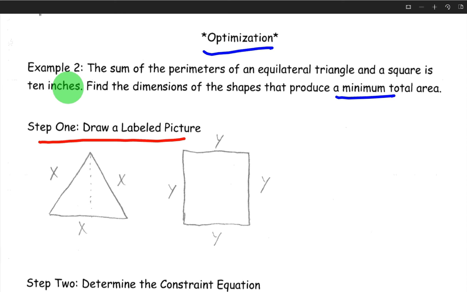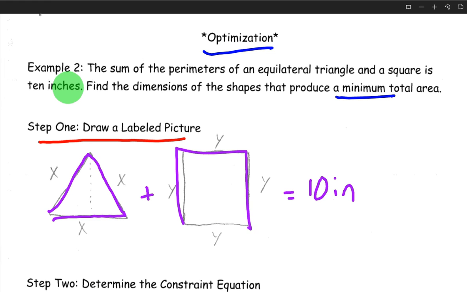Now, I guess you could say, if you add up these two perimeters, not the area, but the perimeters, you get 10 inches. So basically, if you took these three sides and these four sides and added them up, 7 total sides, you get 10 inches. And again, the question is asking, find the dimensions of the shape to produce a minimum total area. We'll get more into answering the question as we move forward. But for right now, this is a good illustration. It gives you an idea of what you're dealing with.